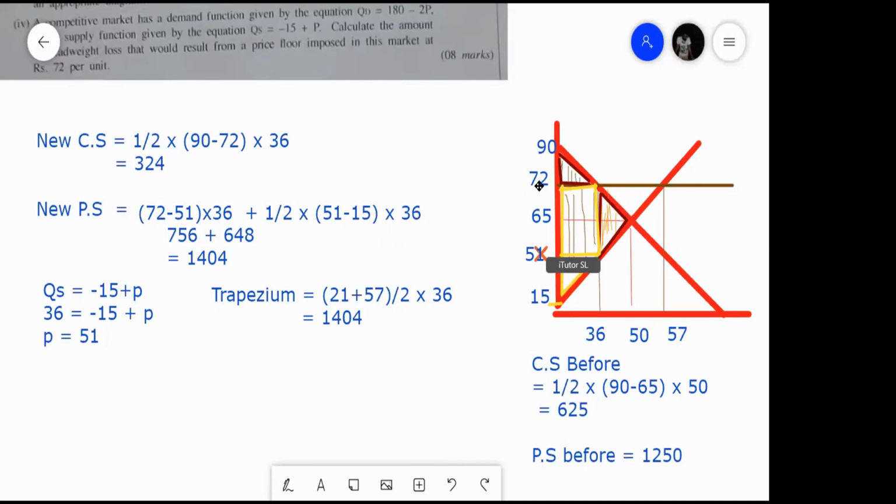We are finding the area of this yellow trapezium. To find the area of the yellow trapezium, one way I did is I separated it into a rectangle and a triangle. So I found the area of the rectangle, and then I found the area of the triangle. So the rectangle is this one, 72 minus 15, that's the length. Not 1404.